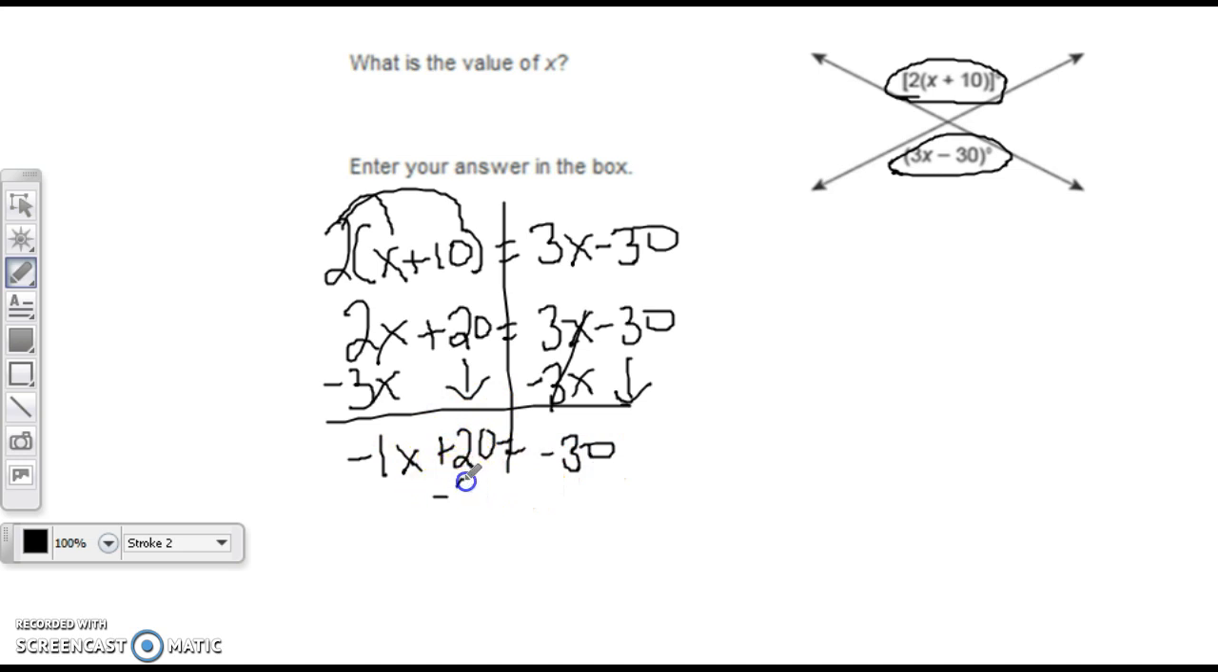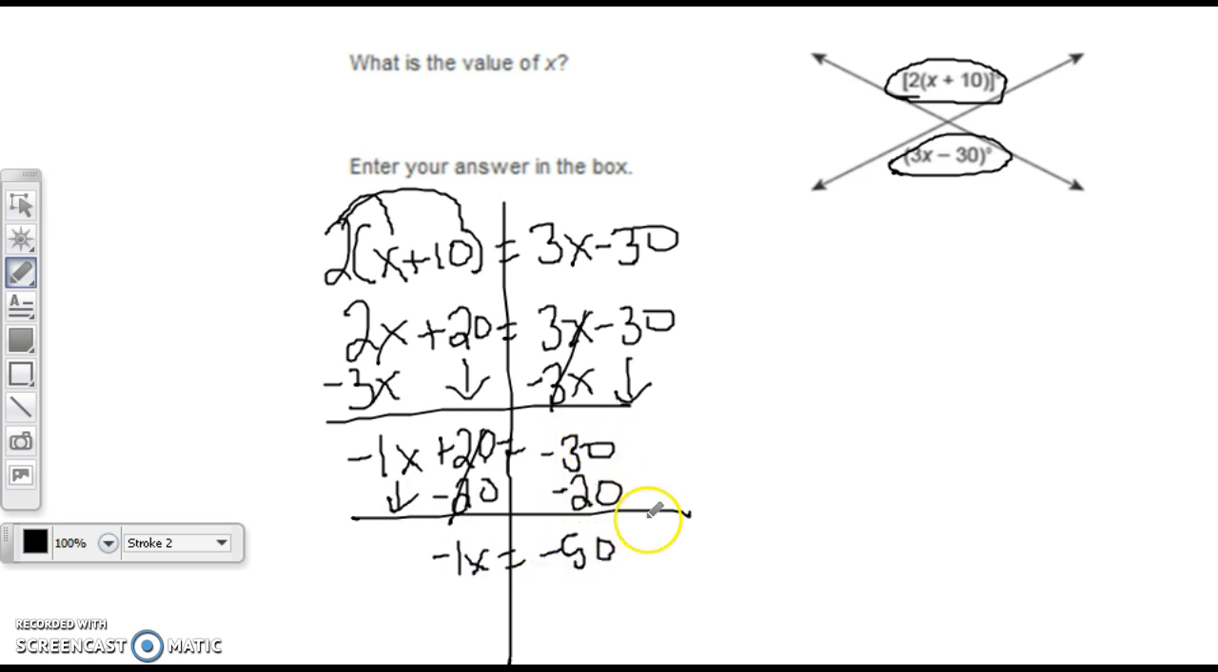Trying to isolate that x, so I'm going to have to get rid of 20. The opposite of adding 20 is subtracting 20. So I'm going to bring my negative 1x straight down. Negative 30 minus 20 is negative 50. Divide each side by negative 1. And x equals 50. And the question here, let's double check, says what is the value of x? So we don't have to substitute it back in. We are done. Our answer is x equals 50.